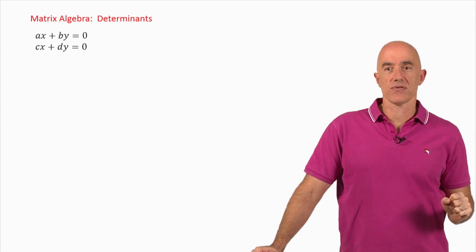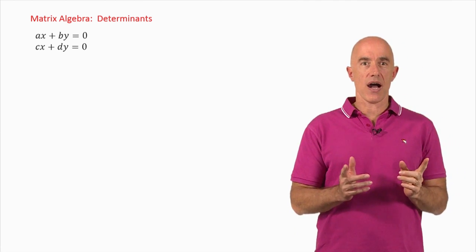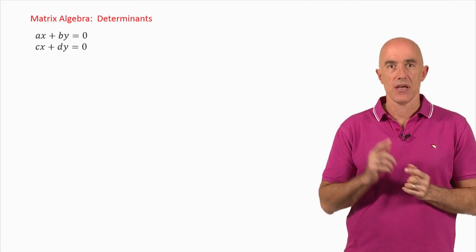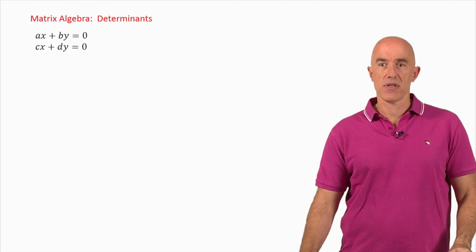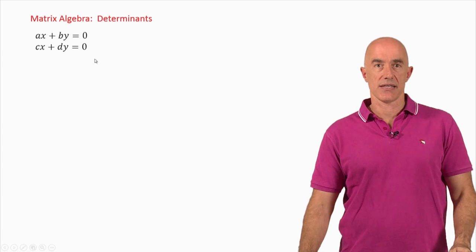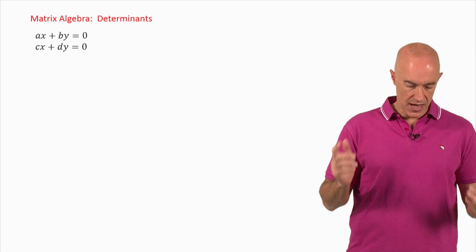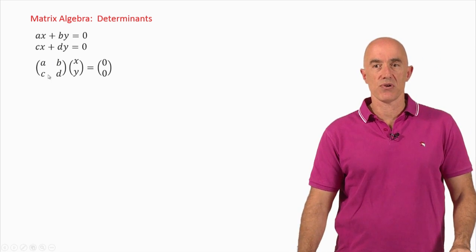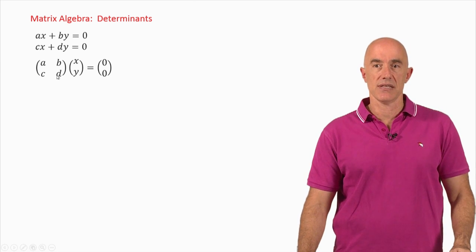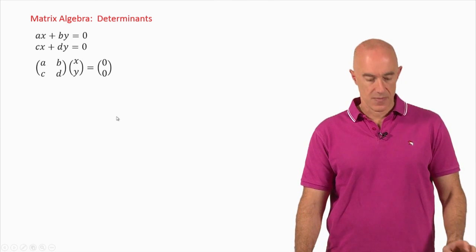Ax plus by equals 0, cx plus dy equals 0. x and y are the variables. A, B, C, D are the known coefficients. And here the right-hand side is identically 0. We can take this system of equations and write it as a matrix equation. So remember our matrix multiplication. This is the matrix A, B, C, D times the column vector x, y equals 0 as a column vector.